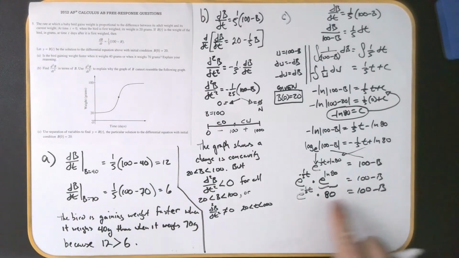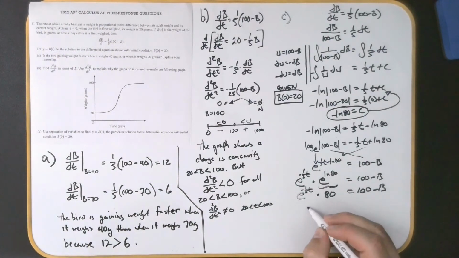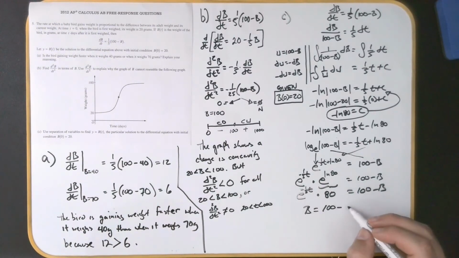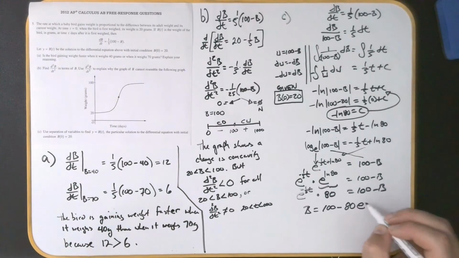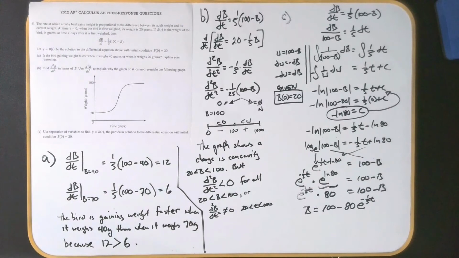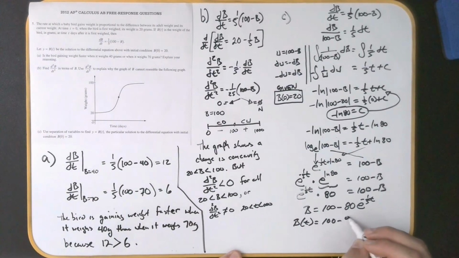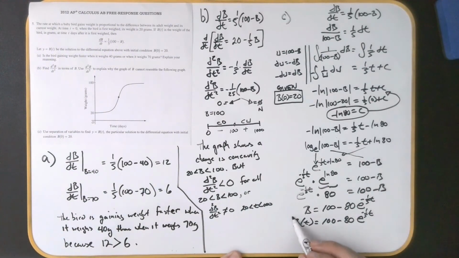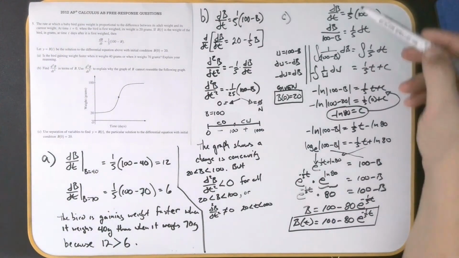So now all I'm going to do is bring the b over, bring those over, and clean it up a little bit, and I get b is equal to 100 minus 80 e to the negative 1/5 t. Okay, and then just to make it a function, I'm going to replace b with b of t, which is completely fine to do. And this is 100 minus 80 e to the negative 1/5 t. And that is the solution to this differential equation.